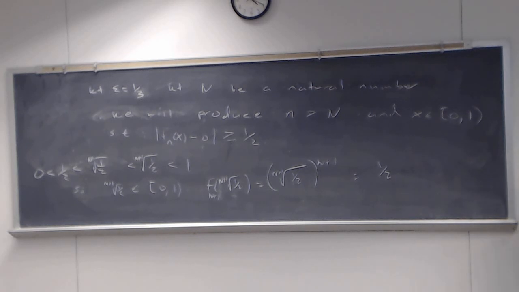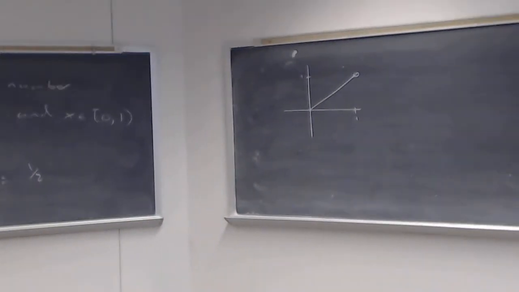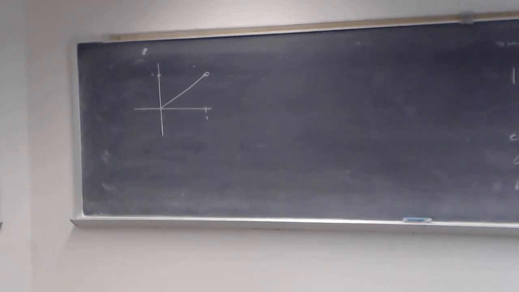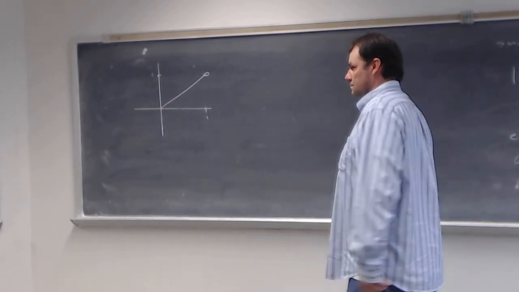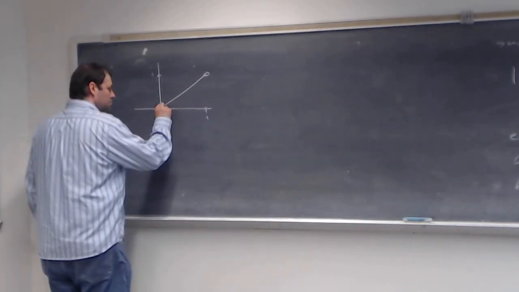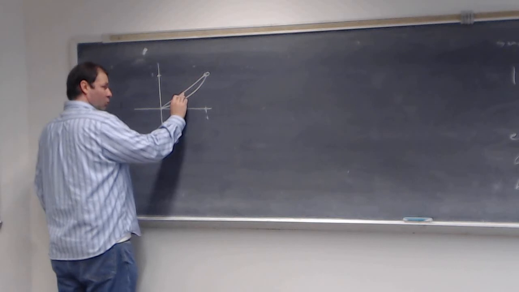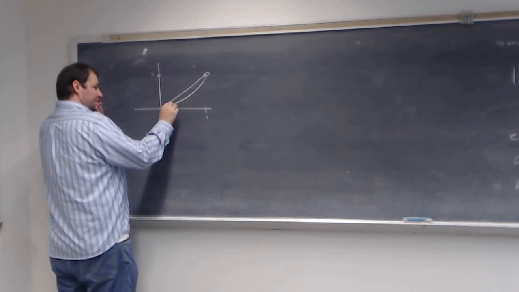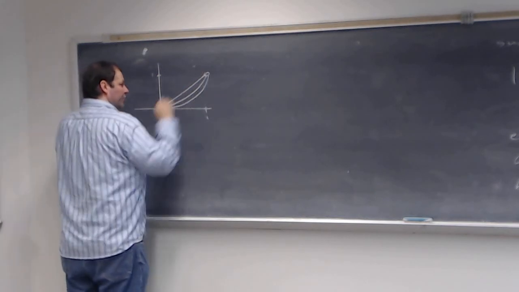Okay, so here's a picture. We're looking from 0 to 1. So it starts off, here's 1, and it looks like this. That's f sub 1, straight line. That's f sub 2. F sub 3.